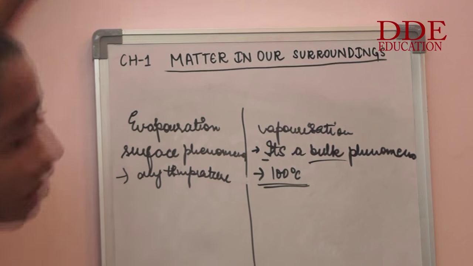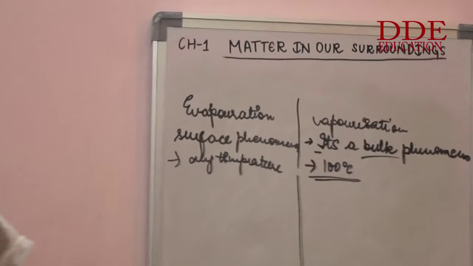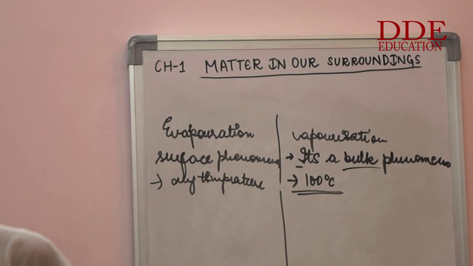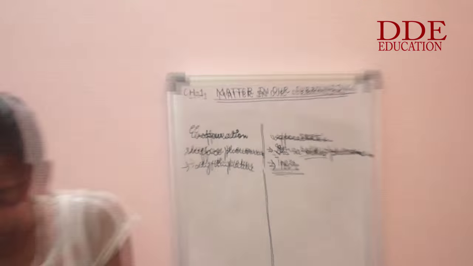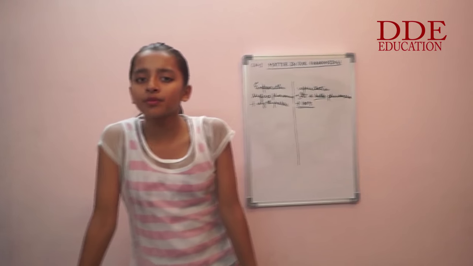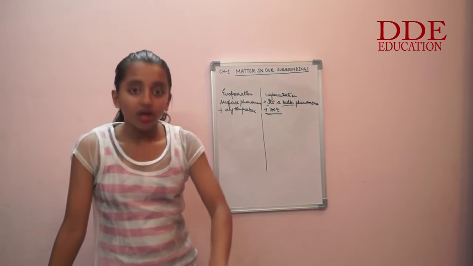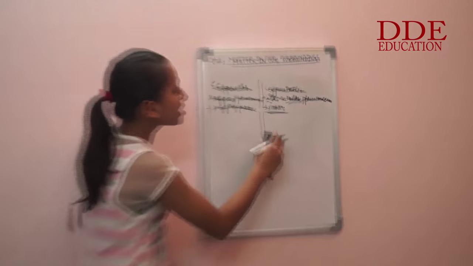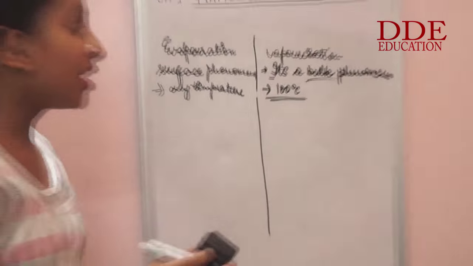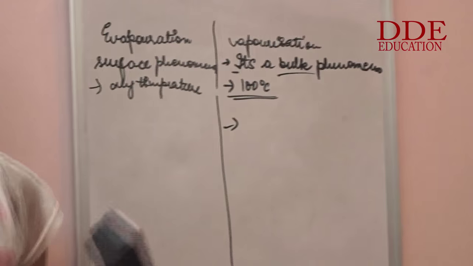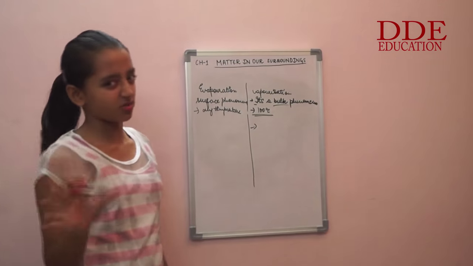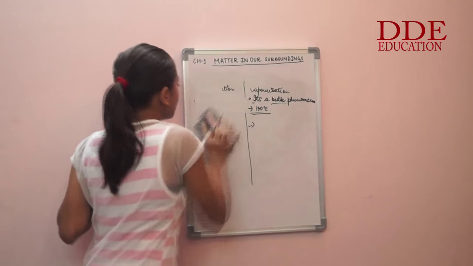That means the exact definition of evaporation is that changing of liquid state into vaporous state at any temperature below its boiling point is called evaporation. Simple definition of evaporation. If you don't remember the definition, try to distinguish vaporization and evaporation and you will automatically get to know it. Vaporization is a very fast and noisy process, and evaporation is a slow and calm process. Now let's go on.